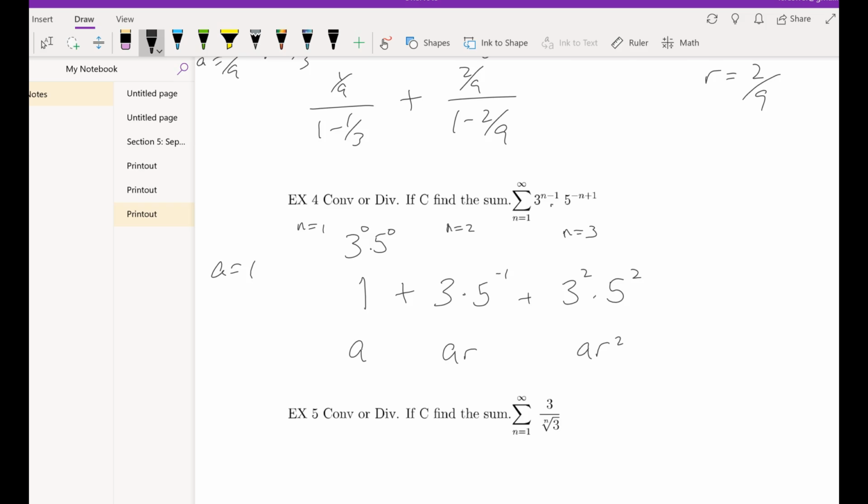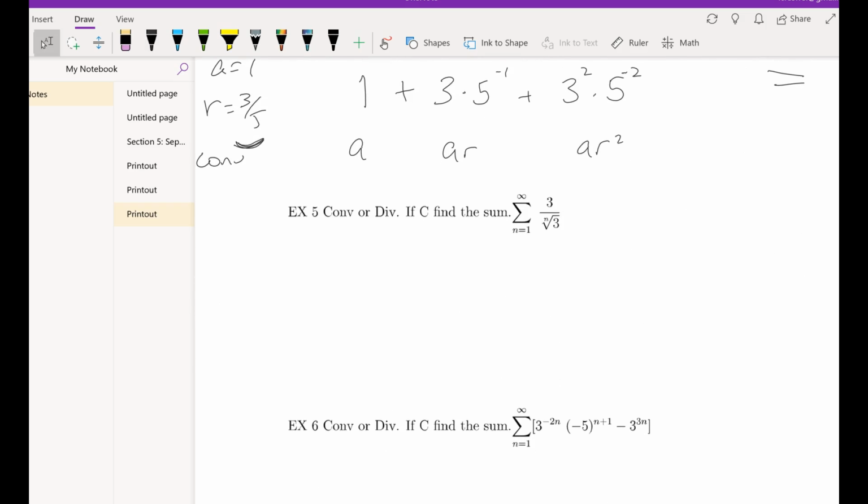That's easy to identify. It looks like r is equal to 3 over 5. Double checking. Did I make a mistake here? I sure did. That should be negative 2. And so it is 3 over 5. So since the absolute value of r is less than 1, it does converge. And the sum, I'll put it over here, the sum will be a over 1 minus r.